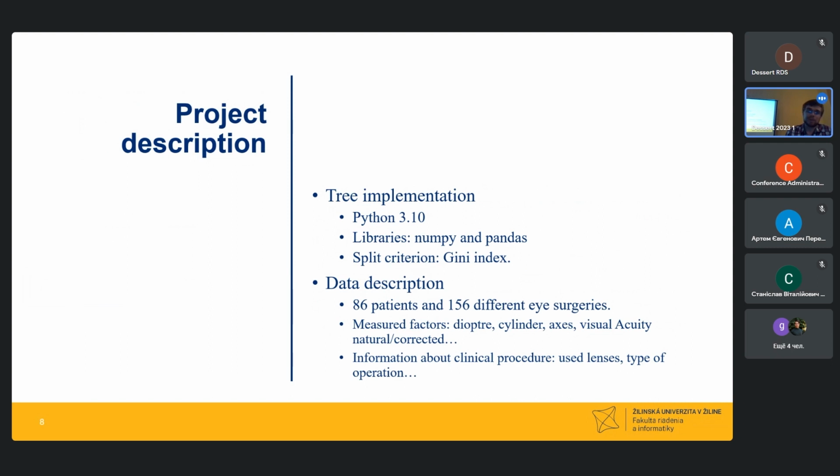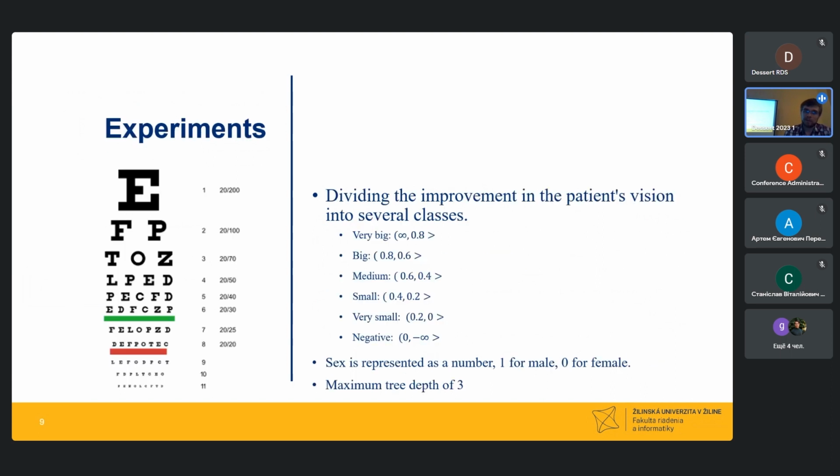It contains records of 86 patients and 156 different eye surgeries. Some patients had both eyes operated, some only one, but for the purpose of this research, we consider every surgery as an individual. And the measured factors were diopter, cylinders, axis, but also some information about the clinical procedures, for example, used lenses, type of operations, and so on.